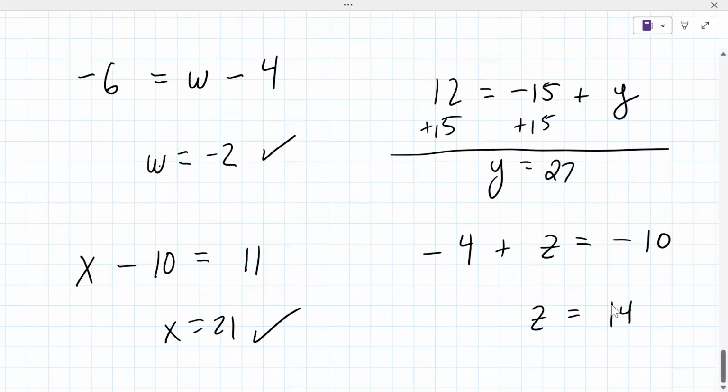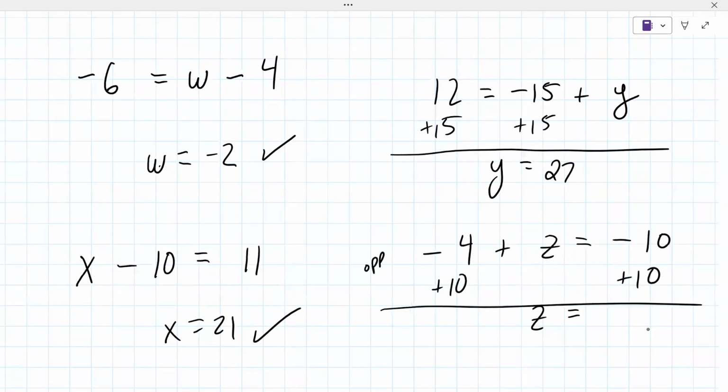Now for the last one here, you're going to solve by adding 10 to both sides. Yeah, that's what I did. Okay, but they're opposite in sign. So I did 10 plus on both sides. Then after that, I did Z equals 14. That's what I did. Oh, I see what I did wrong.